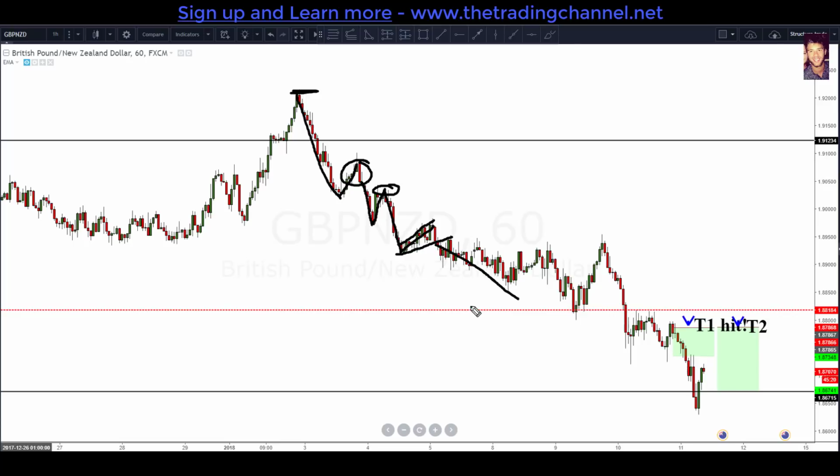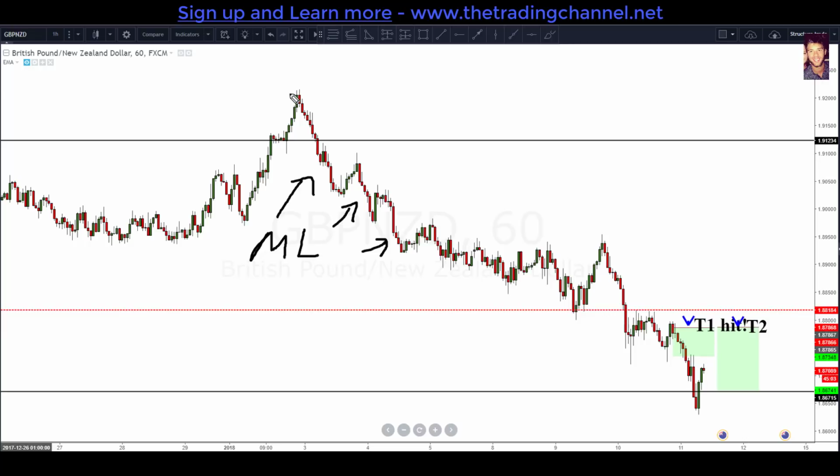Now, let's go ahead and delete all these drawings. Can you tell the difference between this, and this? These three, I'm just going to label this ML for momentum legs in the market. These are momentum legs, meaning that the market has a lot of momentum pushing down. All three of these would be momentum legs. What is the difference between those three and then this move in the market?